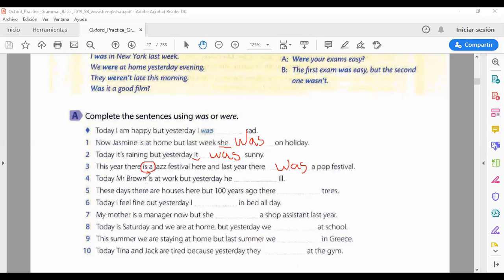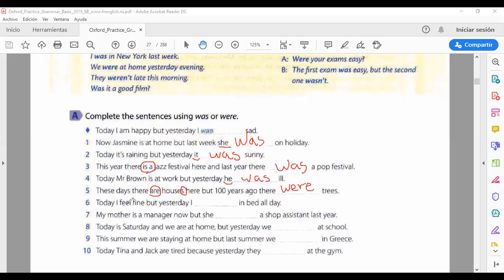Okay, the next one. Today, Mr. Brown is at work, but yesterday he, singular form, therefore I have to use was again. He was ill. Number 5, these days there are houses here, but 100 years ago there. Now, because I'm using the plural form and house, as you can see, it's plural, houses.